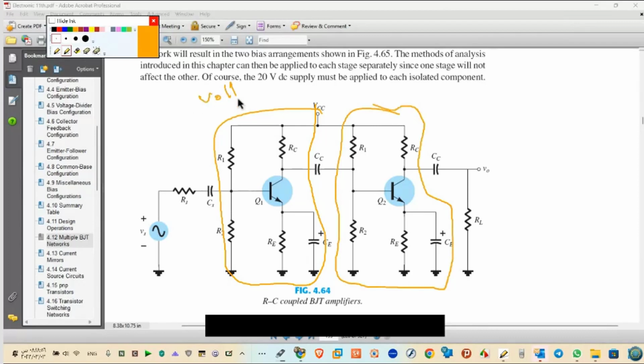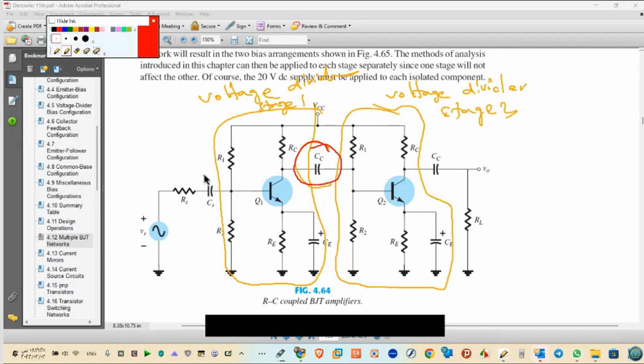As you know, this is a voltage divider. I advised you last week to return back to Electronics 1. This is a voltage divider, stage 1. This is a voltage divider, stage 2. So between stage 1 and stage 2, there is a capacitor. And between the input or generator and the first stage, we also have a capacitor. Between the last one and the output, we have a capacitor.